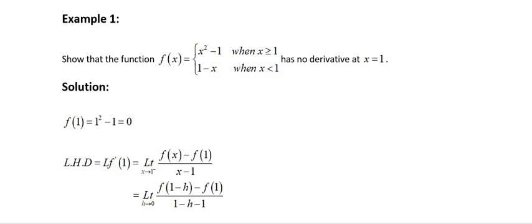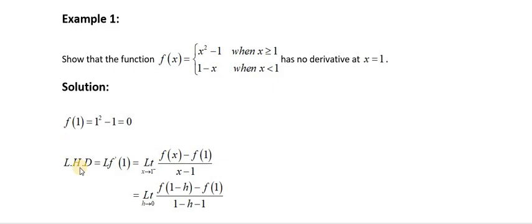So solution, first of all we are going to find the value of f of 1. Observe, here x equal to 1 is there, that's why I am taking x square minus 1 while calculating f of 1. So replace x equal to 1. Here also 1 square is 1 minus 1. But we know that 1 minus 1 is 0. So f of 1 value is 0.